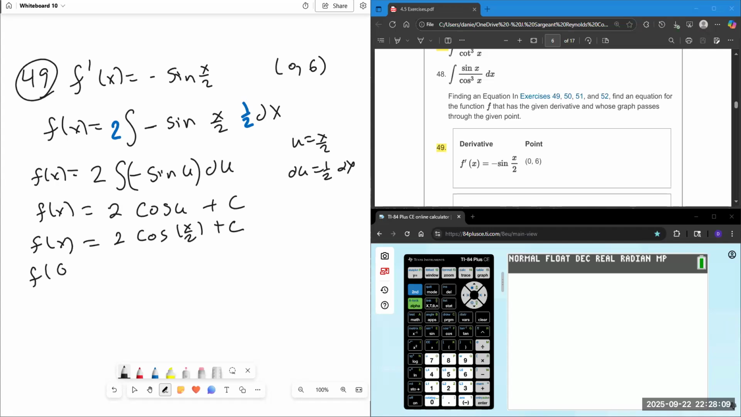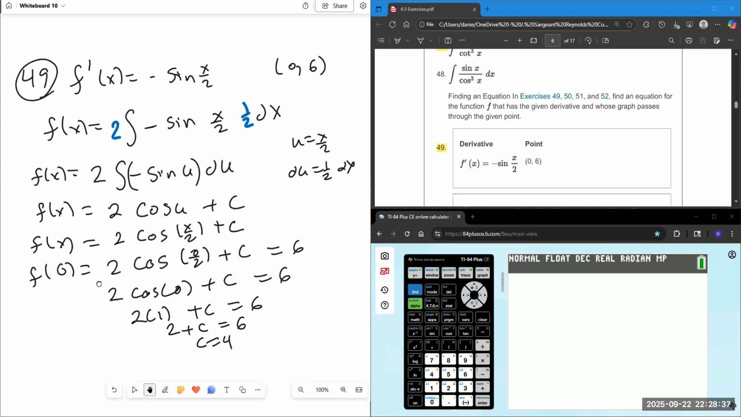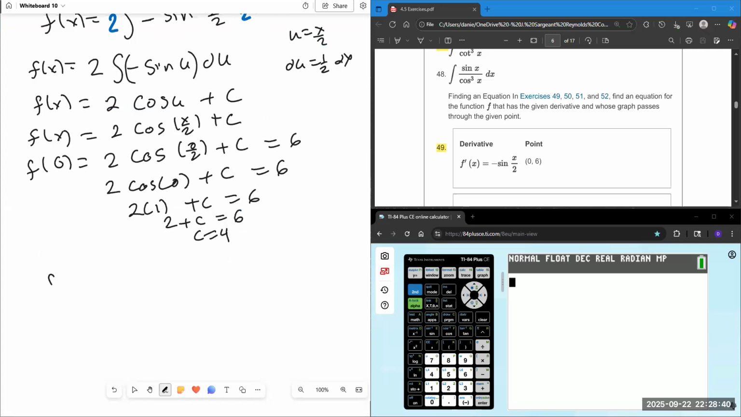And then f of 0 is 2 cosine 0 over 2 plus c, which needs to be equal to 6. 2 times cosine of 0 plus c is equal to 6. 2 times 1 plus c is equal to 6. 2 plus c equals 6. c equals 4. That's not my answer though, because I need to plug that into my f of x. F of x is equal to 2 cosine x over 2 plus 4 is my final answer.